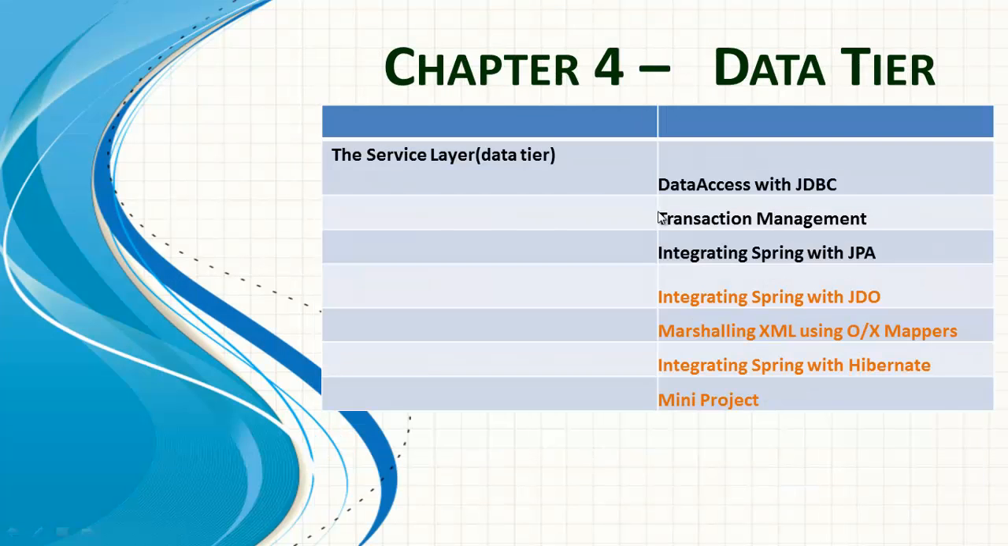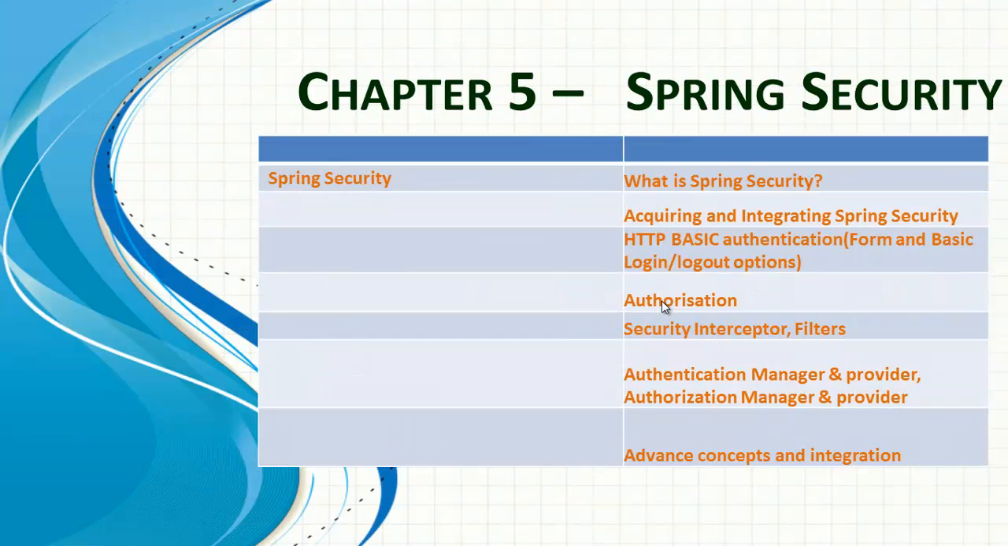In the web data tier, that is chapter 4, we'll talk about data access with JDBC, transaction management, and integrating Spring with JPA. These are the 3 topics that will be covered in level 1, and the rest of the 4 topics will be covered in level 2. So that's chapter 4. And chapter 5, which is entirely about Spring security, will be covered in level 2. This is not part of level 1 Spring training.